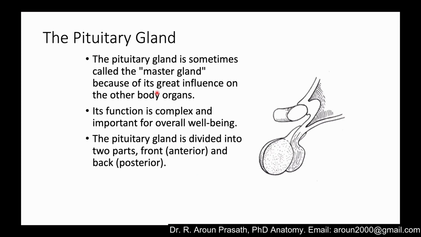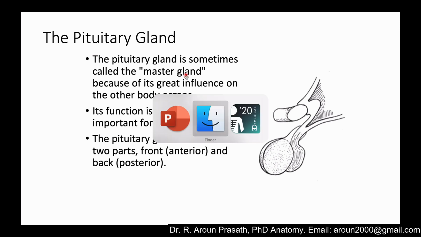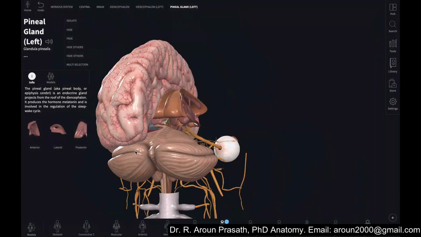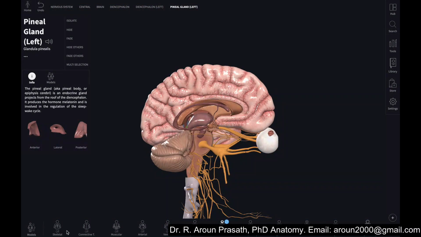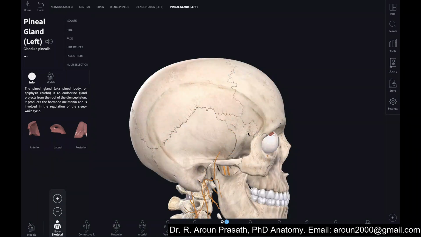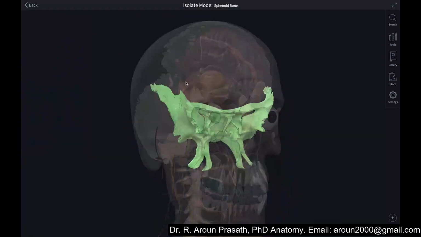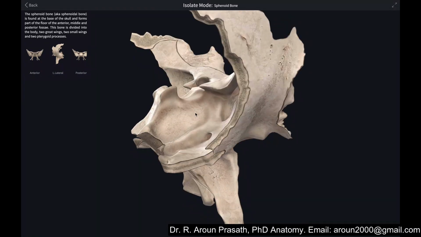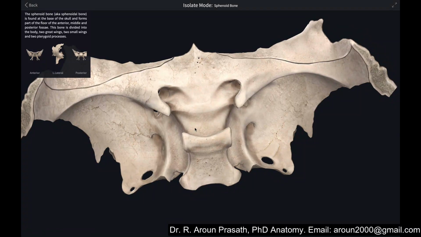So, the pituitary gland. The pituitary gland is also called the master of all endocrine glands. Let us see the location of the pituitary gland. If you see in this, this is the sphenoid bone, and here you can see there is a pit. This pit is called the pituitary fossa.